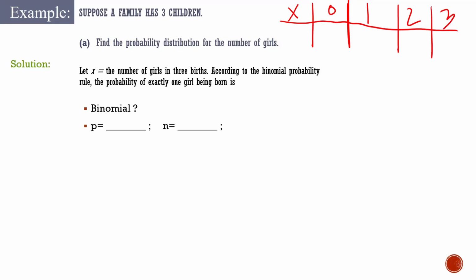Is this a binomial situation? Are we doing a fixed number of trials? Think of each birth as a trial. How many births are there? So that's a fixed number, right? How many outcomes are there for each birth? 2. It's either a girl or it's not, right? Is each birth an independent event? Yes, right? And is the probability constant?